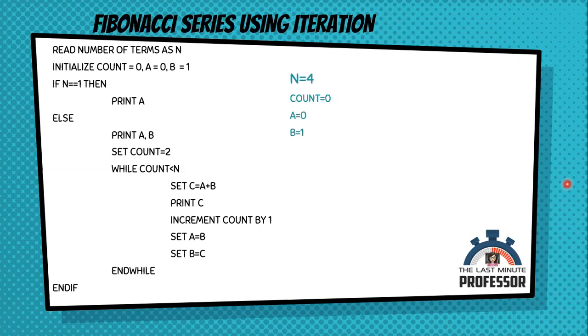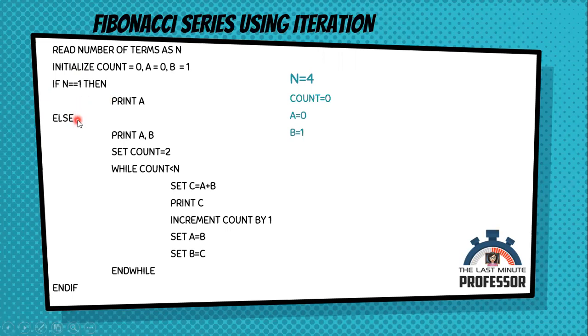In case the user gives the number of terms needed in the series as 1, the first term has to be printed, that is the value 0 has to be printed. That is what is given here in the if. But here in the example that we have taken, n value is 4. So this if part gets skipped and the control passes to the else part.